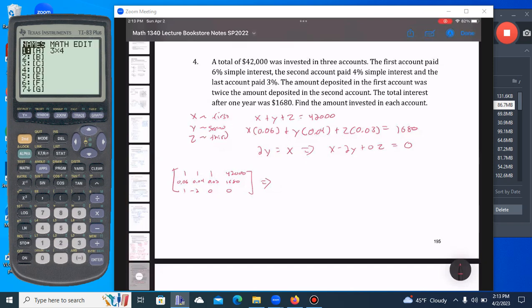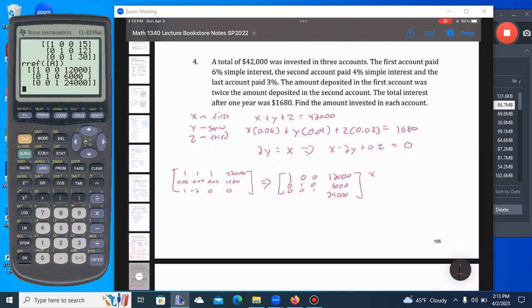Second matrix, down to reference, and then second matrix A, and 1 0 0 0 1 0 0 0 1 and 12,000. So 12,000 in the first account, 6,000 in the second account, and 24,000 in the last account.